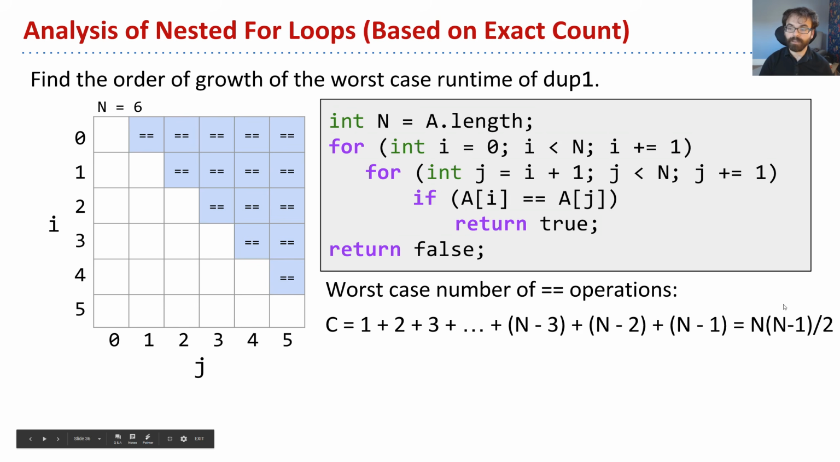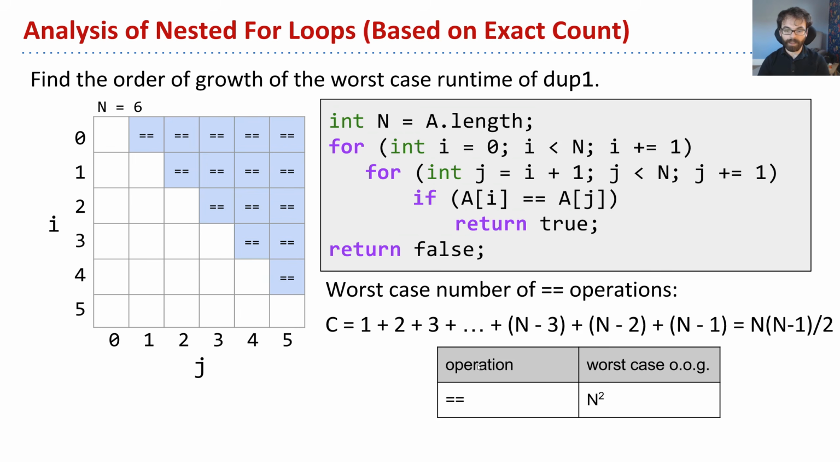Now, given that we have the exact count for the number of equal equals operations, what's its worst case order of growth? Well, we throw away the lower order term, and we throw away the multiplicative constant, and we get n squared. The number of equal equals operations grows quadratically. And since equal equals takes constant time, and it's our representative operation, that means the overall order of growth of the runtime is n squared. And that's the entire analysis. You'll notice we did not have to build a giant table. We had to do a little bit of math, but it wasn't so bad.